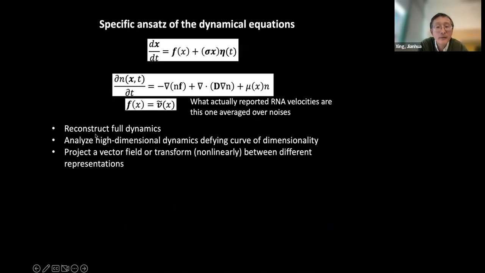I mentioned the genetics equation, and we have this corresponding PDE, and the F function from Dynamo. That's our paper; we already found a way we can estimate it. How can we get the full dynamics? How can we analyze? How can we project and do coordinate transformation? So we realize we can solve this.